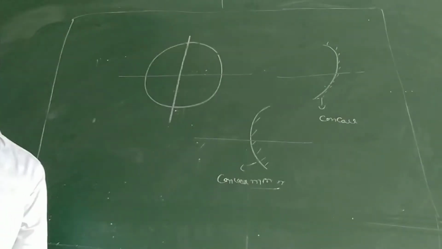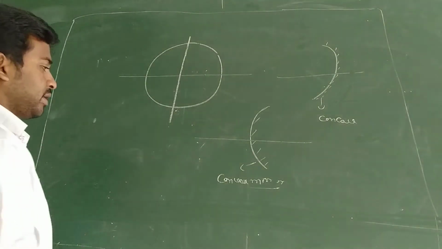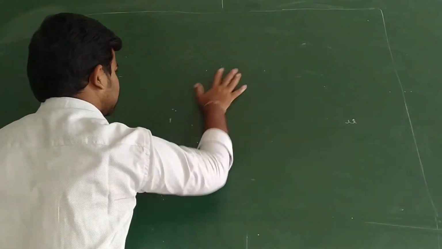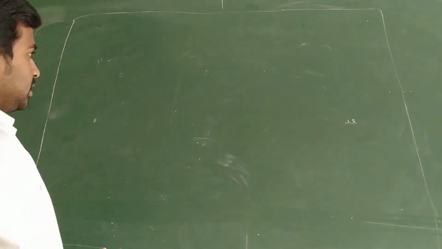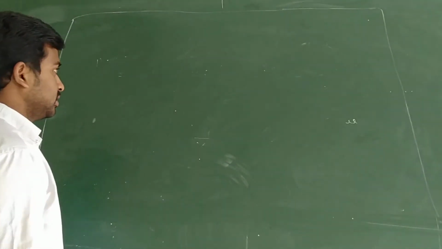So that we know very well. But how do I represent it? Again I will show it with you. I want to show you the terminology related to spherical mirrors. So what are the terminologies? First one is pole.